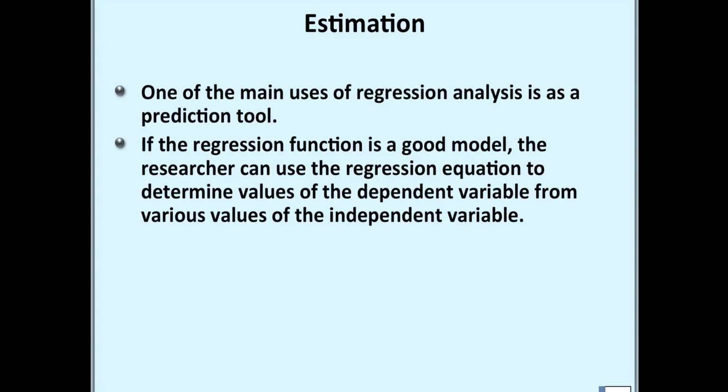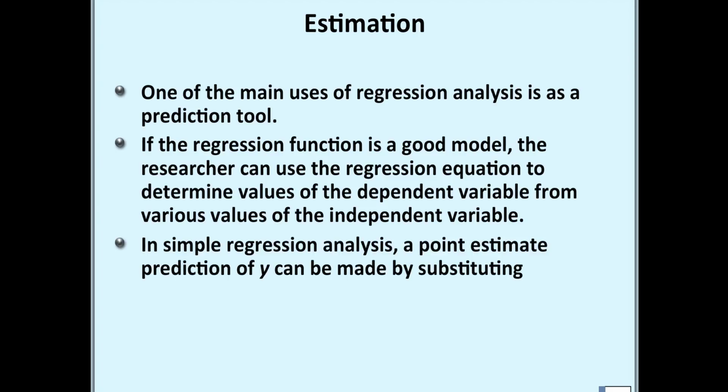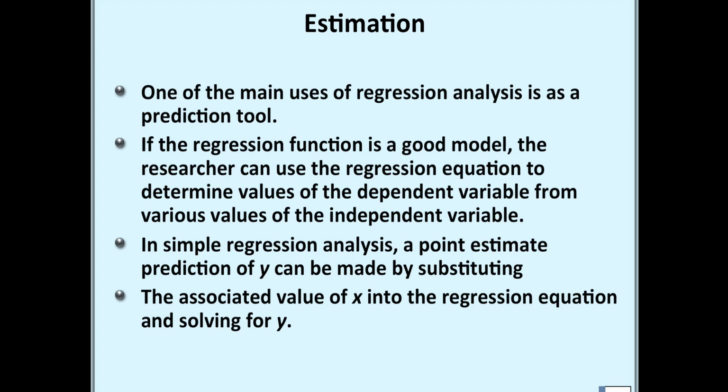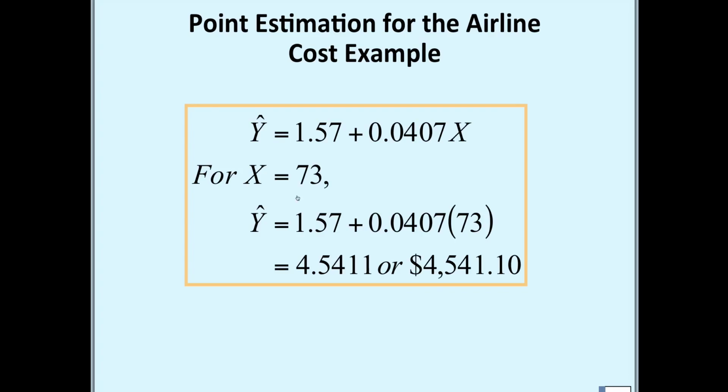So if the regression function is a good model, you can use that to predict your dependent variable based on the independent variable you have. In the simple regression line, you just substitute x with the value that you want to predict with, and you will be done. That will be your prediction for that value of x. So let's work on an example.